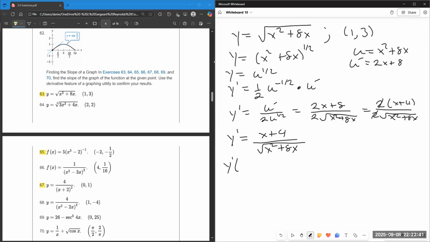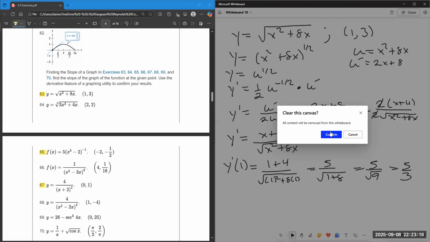I need to evaluate that. At x is 1, 1 plus 4 over root 1 squared plus 8 times 1 is 5 over root 1 plus 8, is 5 over root 9, is 5/3 for my slope. And I have my point, but that's just the slope that I want, so that's fine. It didn't ask me to find the equation of the tangent line, so I'll stop there for 63.